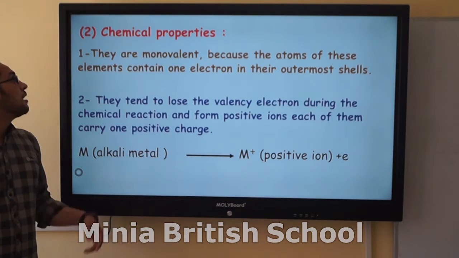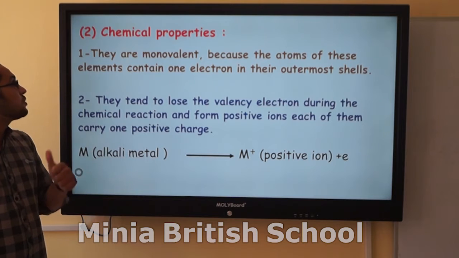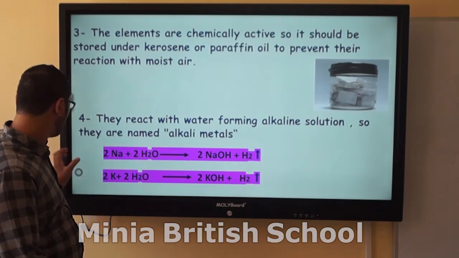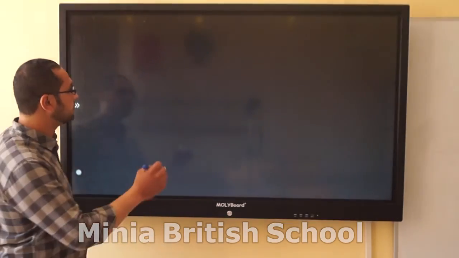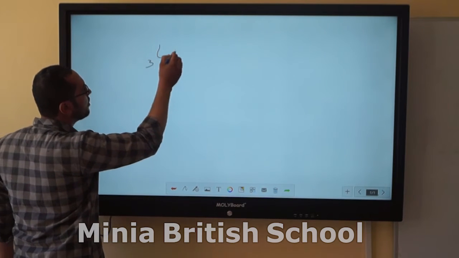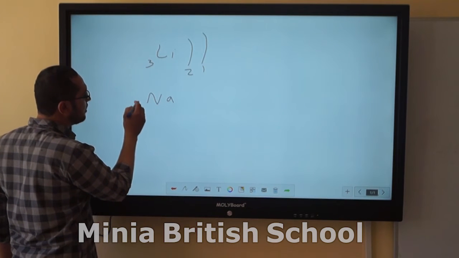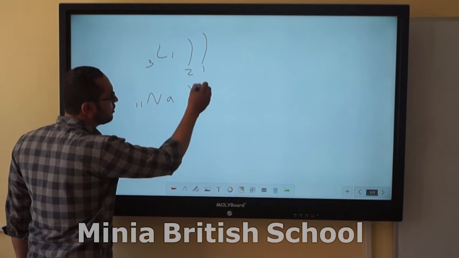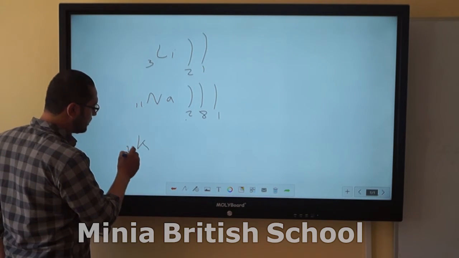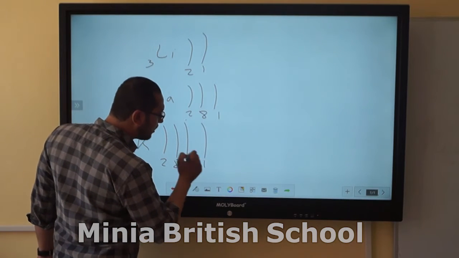Let's start with the chemical properties. The first one: they are monovalent. This is why. Look at me. Lithium has atomic number 3 and electronic configuration 2-1. Sodium has atomic number 11 and configuration 2-8-1. Potassium, 19, has configuration 2-8-8-1.